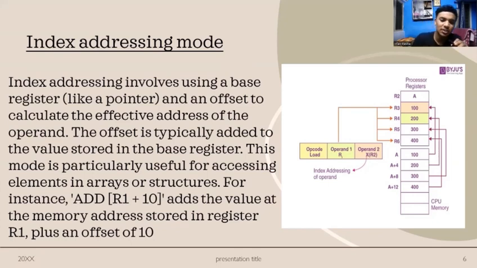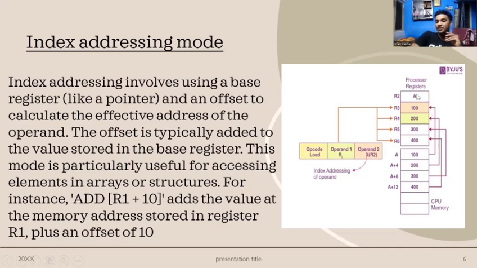This mode is particularly useful for accessing elements in arrays or a structure. For instance, add R1 plus 10 adds the value at the memory location whose address is stored in the register R1 plus an offset of 10. Wow. So the whole game here is on this add R1 plus 10. We have a register, so we have given the register value R1 and plus 10. That means if we give any value in R1, that is the register, the plus 10 goes to an offset of 10.